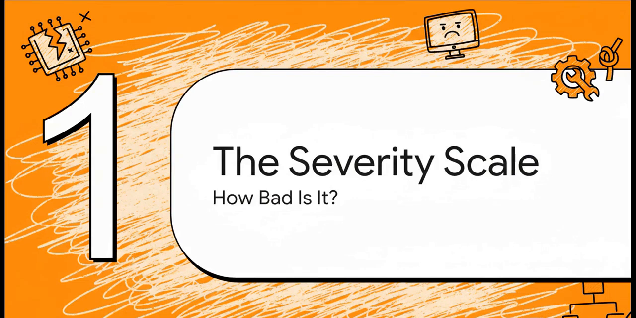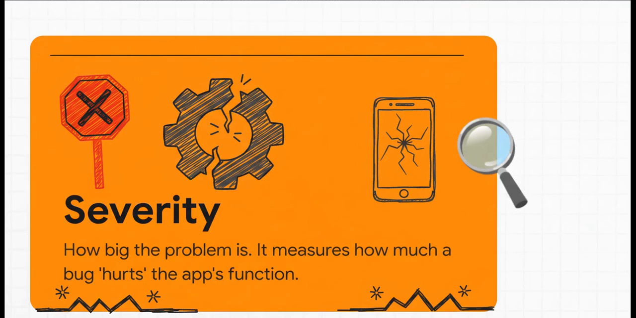So, to bring some order to all that chaos of bugs, developers have a couple of secret tools they use. And the first one, it's all about answering one simple question. Just how bad is this problem really? This is what they call severity. So what is severity? It's really just the measure of impact. It's not about how annoying a bug is. Nope. It's about how much it actually hurts the app's main purpose. You can think of it like a damage report. How big is the dent?